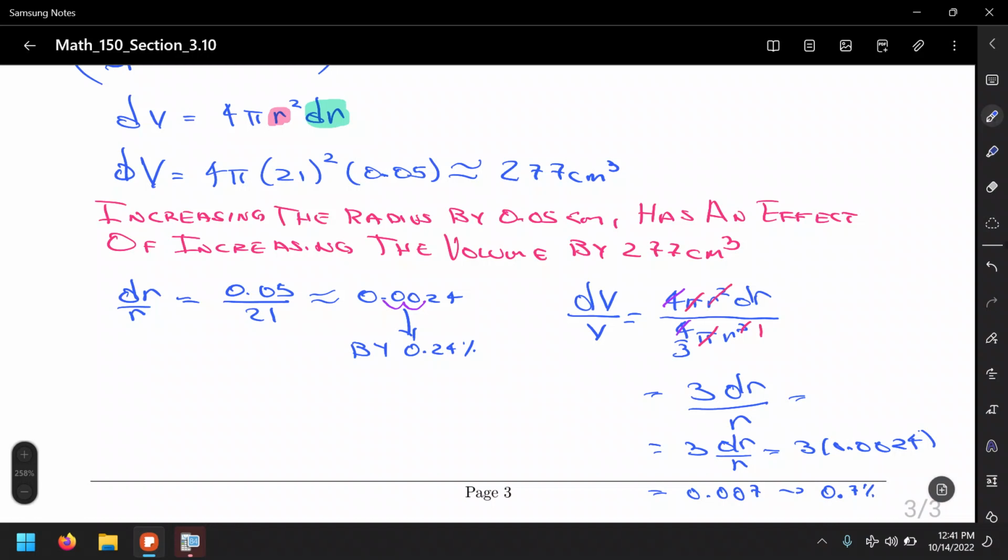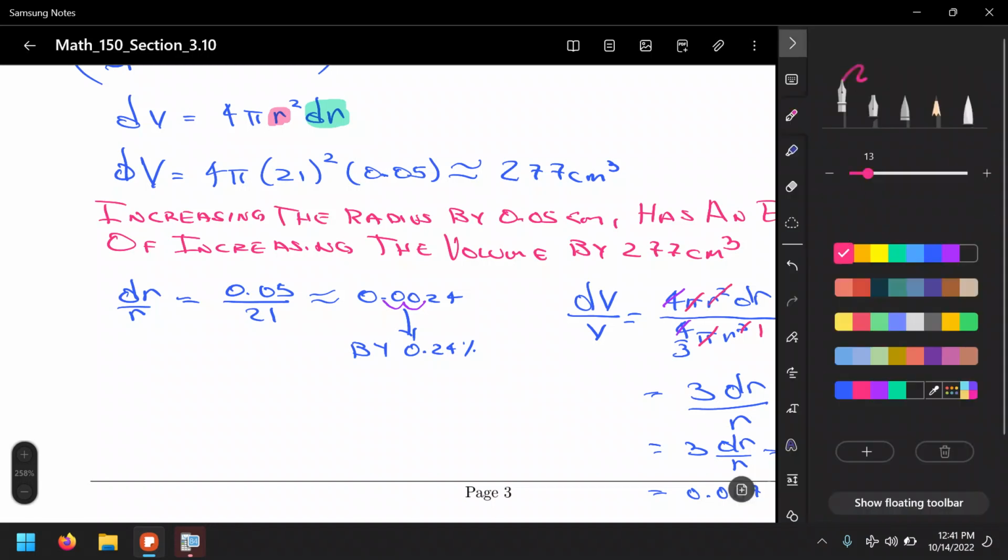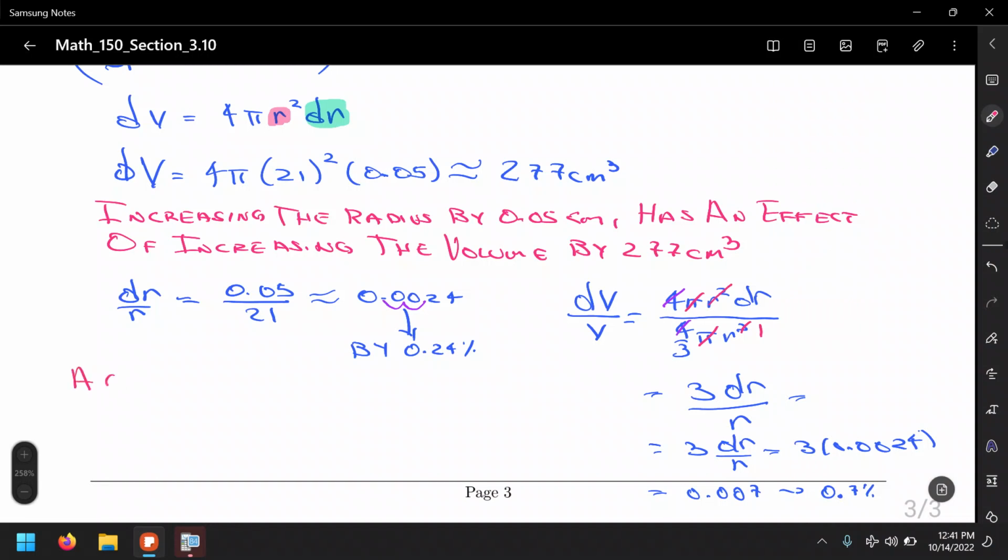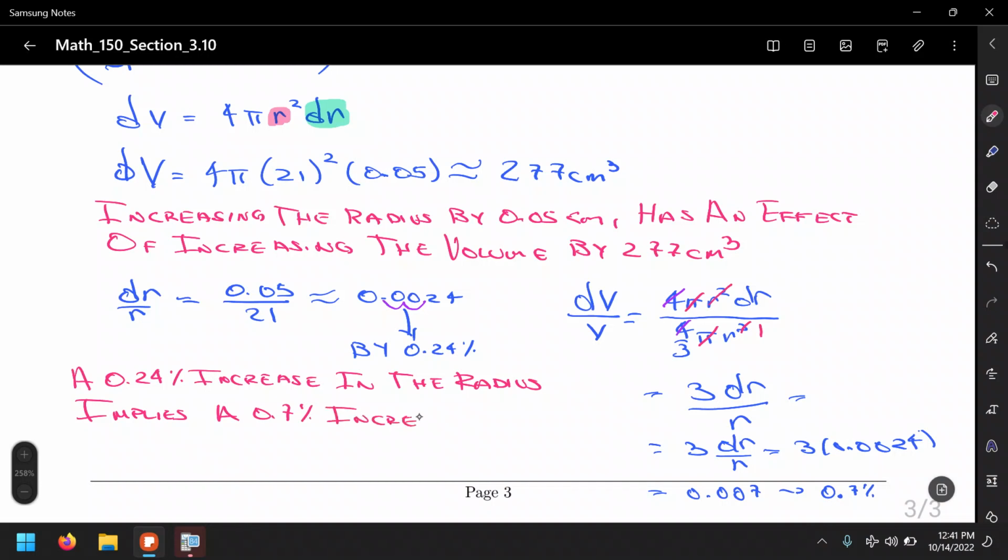So, a 0.24% increase in the radius implies a 0.7% increase in the volume.